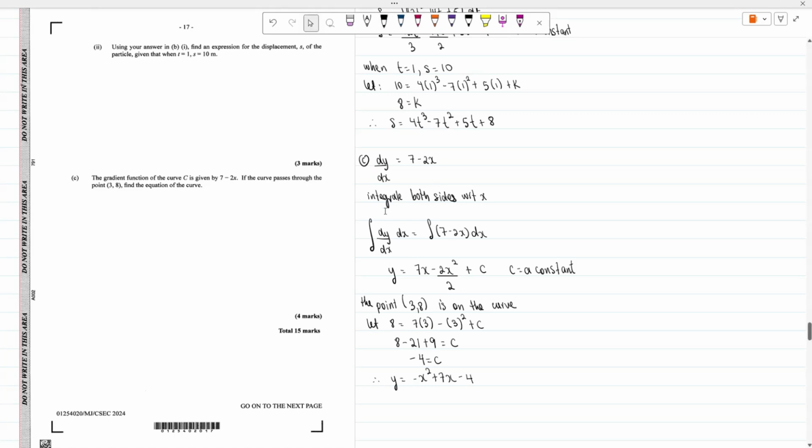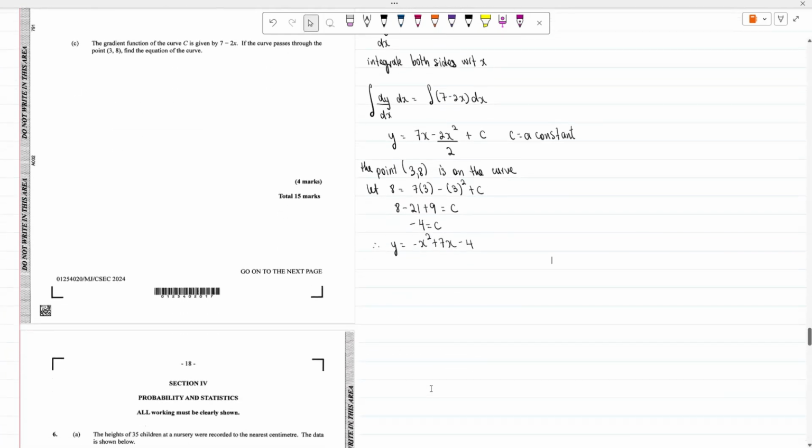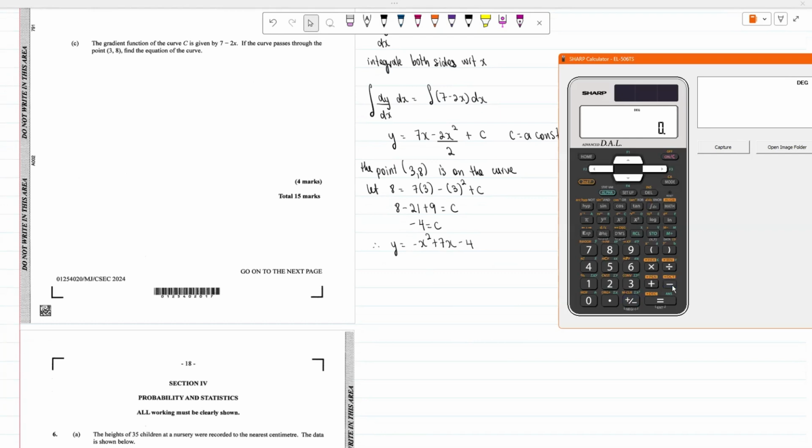Easy peasy. If we differentiate this here, we're going to get the 7 minus 2x as a gradient function. And (3, 8) is going to be a point on this curve. So you can double check when x is 3. When x is 3, I'm going to get minus x squared, which is minus 3 squared, which is minus 9. Minus 9 plus 7 3s are 21, take away 4 is 8. So we get back our y coordinate.